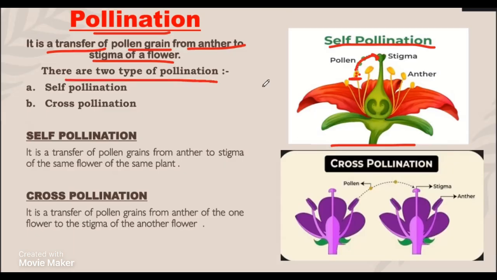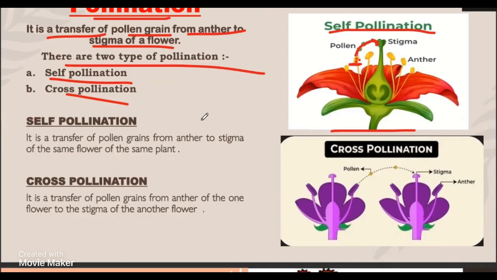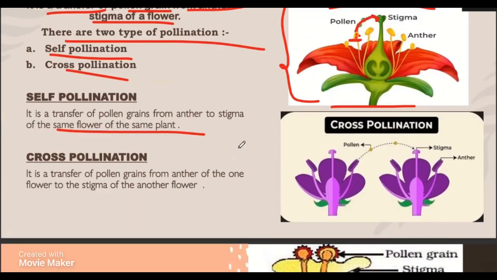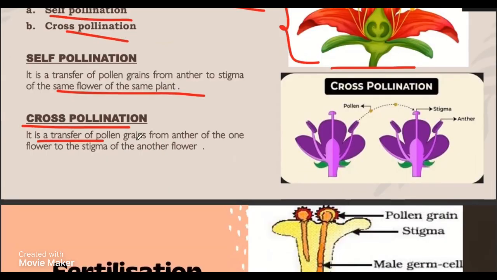There are two types of pollination, that is self-pollination and cross-pollination. Okay, and we have learned from this picture that the transfer of pollen grains from anther to stigma of the same flower of the same plant is called self-pollination. Next is cross-pollination. What is cross-pollination? It is the transfer of pollen grains from the anther of one flower to the stigma of another flower. As you can see, this is a picture of cross-pollination.